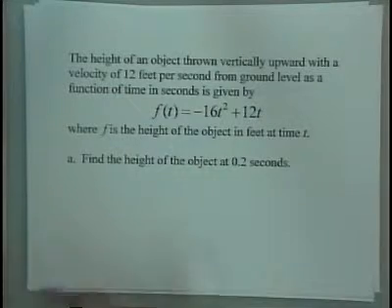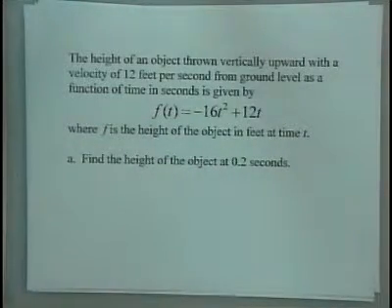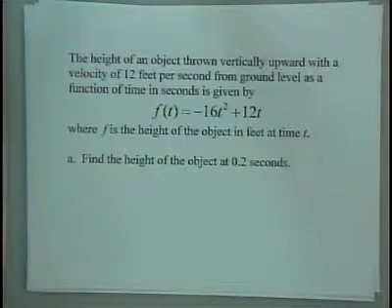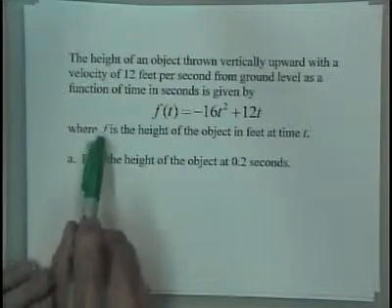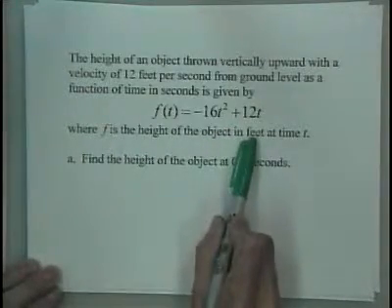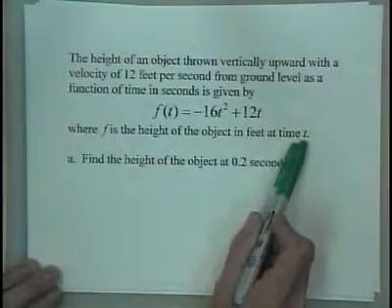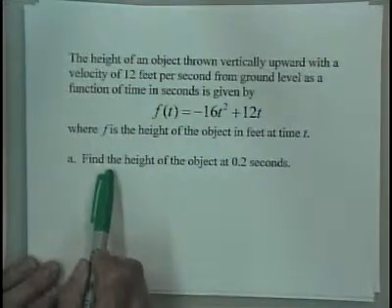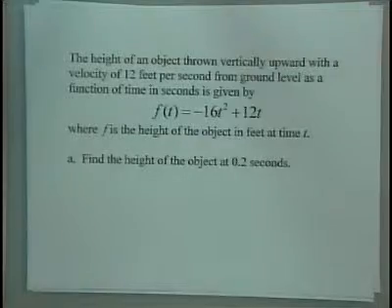Here we're given the height of an object thrown vertically upward with a velocity of 12 feet per second from ground level as a function of time in seconds is given by f of t equals negative 16t squared plus 12t, where f is the height of the object in feet at time t, and remember that t is time in seconds. The first thing we want to do is find the height of the object at 0.2 seconds.